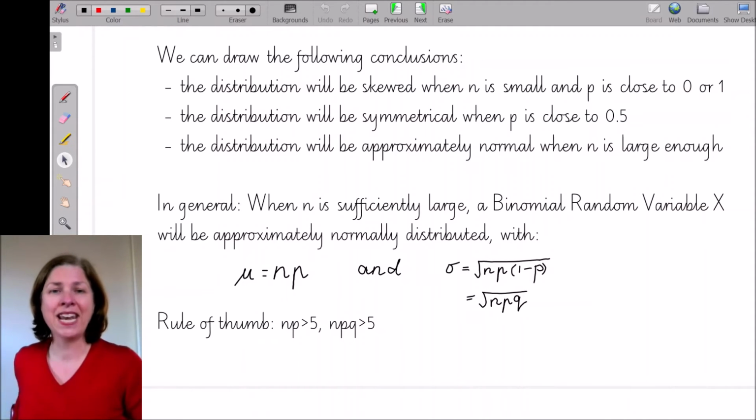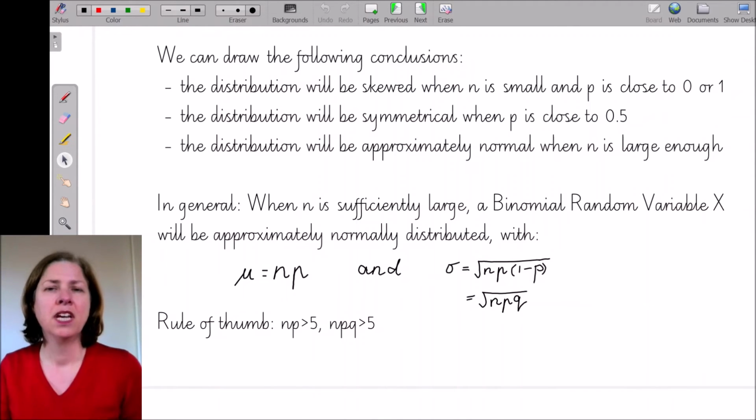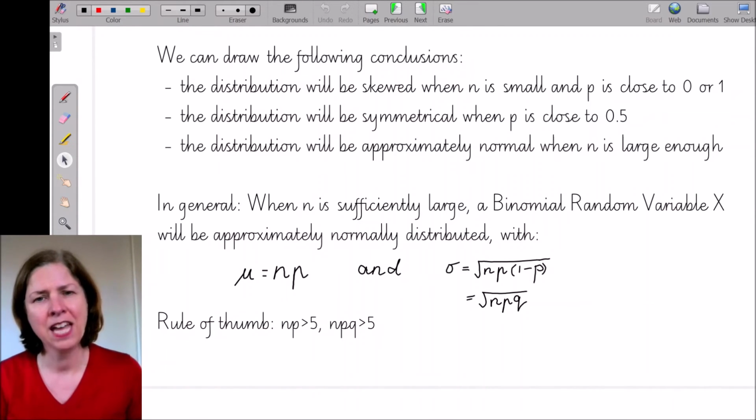So in general, when n is sufficiently large, and I'll talk again in a minute about what I mean by sufficiently large, your binomial random variable x can be approximated as a normal distribution, and we end up with the mean. Remember I talked about the peak of those graphs being n times p, so that becomes our new mean, and the standard deviation is the square root of npq, which you can also write as the square root of n times p times 1 minus p. Now my rule of thumb here is that to be sufficiently large, n times p needs to be bigger than 5, and n times p times q needs to be bigger than 5.